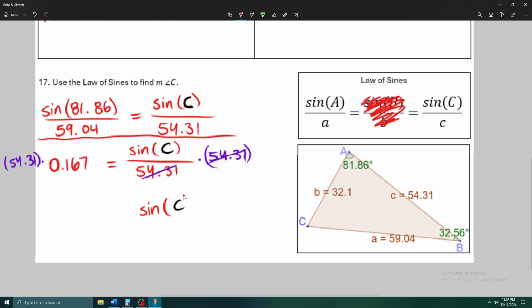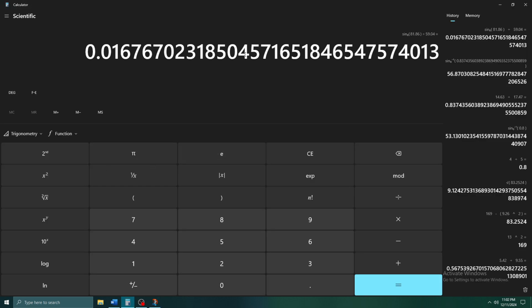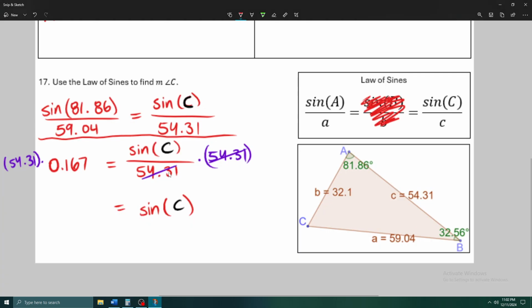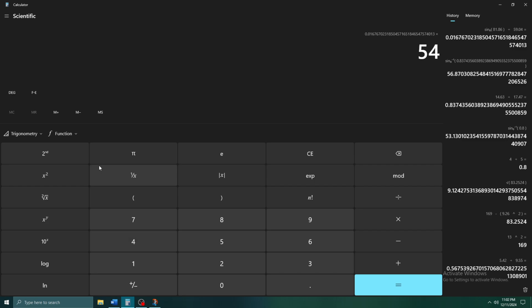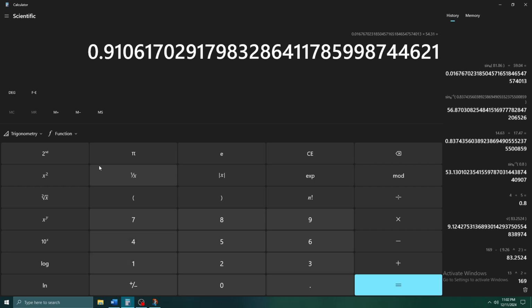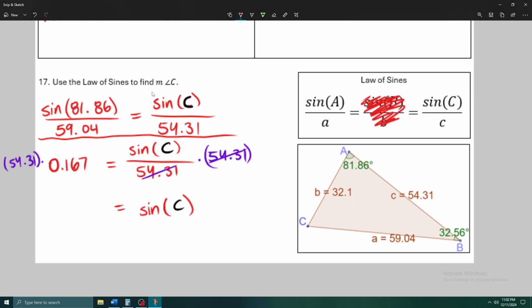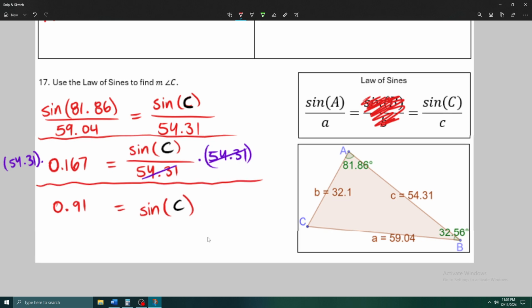Sorry, me and my colors, right? And on the left-hand side, I'm going to have this really, really easy multiplication problem, which I pretty much have set up in my calculator. So I'm just going to take this number and multiply by 54.31. And I get 0.9106, and so on. Let's just do 0.91, just to have an idea of where we're going. Okay, very good.